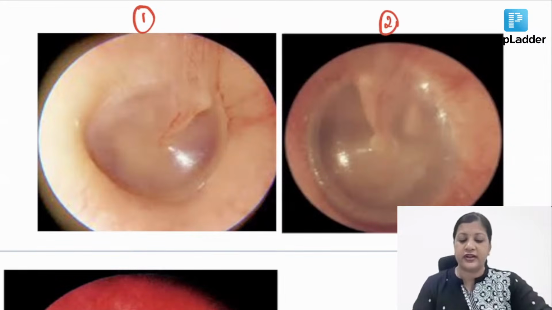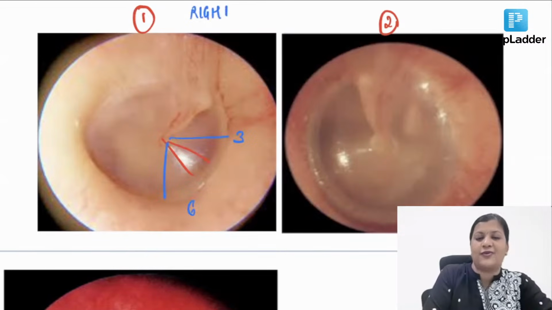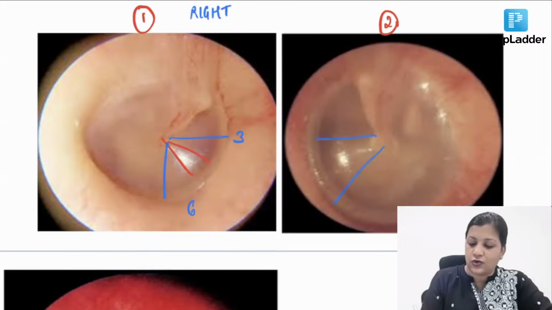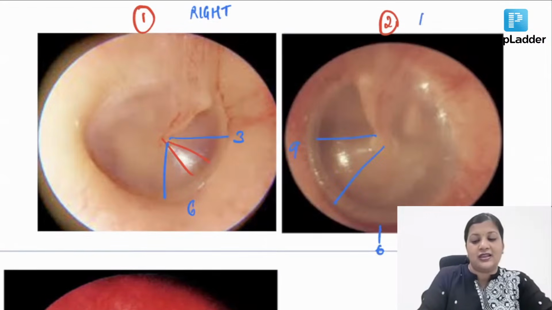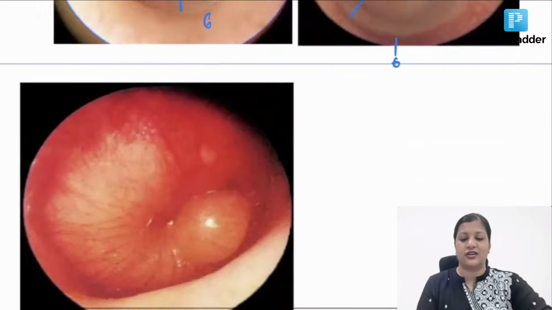That's all absolutely right. So the first thing that we look at is the cone of light. If the cone of light is present between 3 o'clock to 6 o'clock position, it is your right tympanic membrane. But if it is present between 6 o'clock to 9 o'clock position, then it is your left tympanic membrane. So we already know this. Now let's go to the next image.